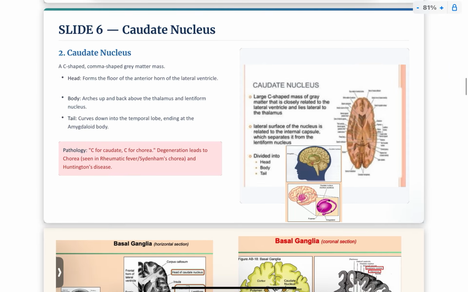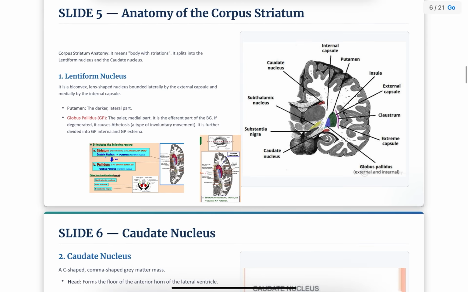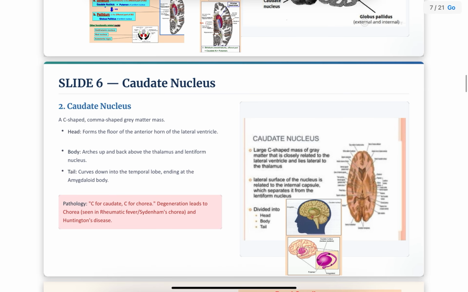It's very important to know that whenever we see C for caudate nucleus, we think of C for chorea. What does this mean? If I have a degeneration of the caudate, it will lead to chorea, which will be seen in rheumatic fever or Sydenham chorea, as well as Huntington disease. So I already talked about the globus pallidus, we said athetosis, and now for the caudate, we said chorea. Keep that in mind.